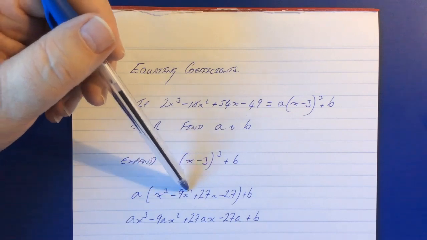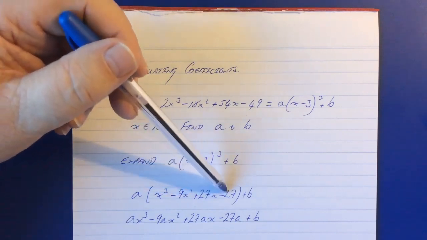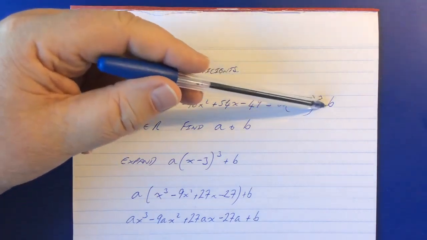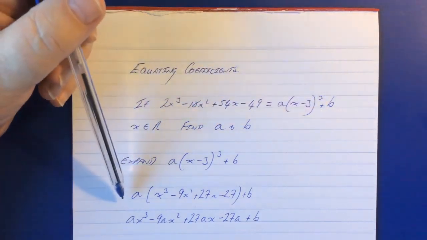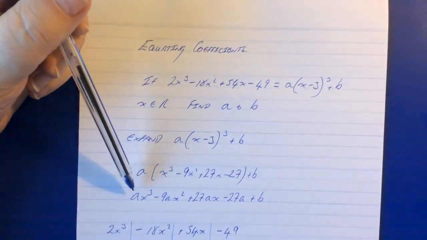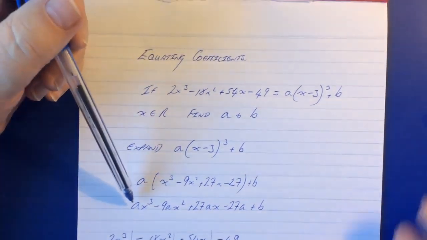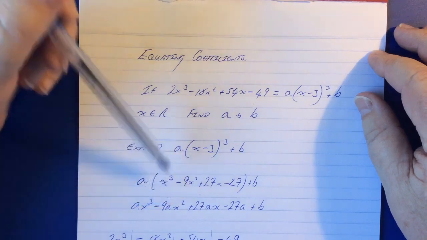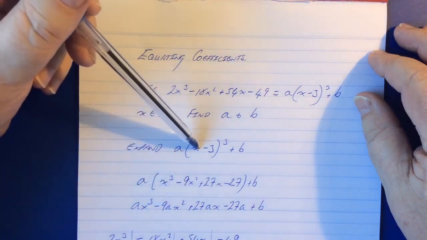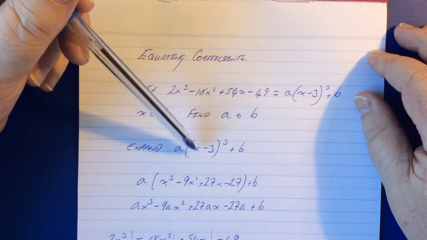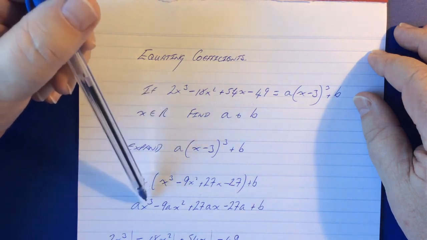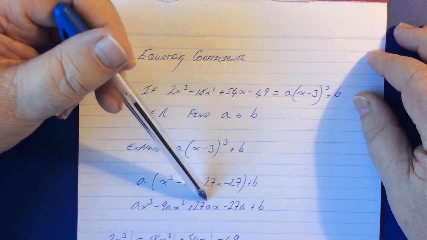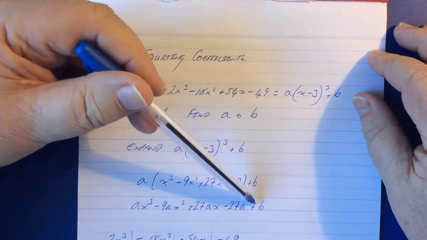x to the power of 3 minus 9x squared plus 27x minus 27. And we have to take account of a and b. So we haven't finished expanding this. When we finally expand it, what we get is ax cubed minus 9a. Every x gets multiplied by a. So 9ax squared plus 27ax minus 27a plus b.